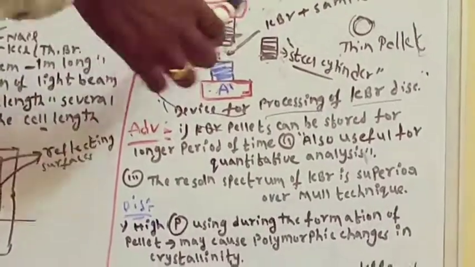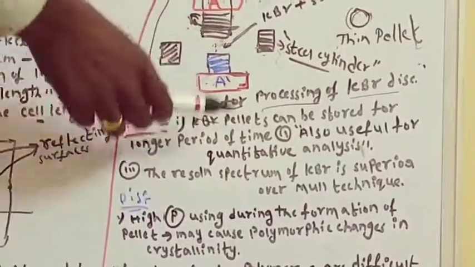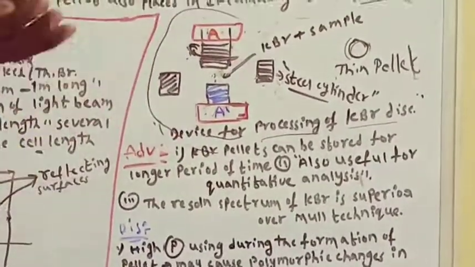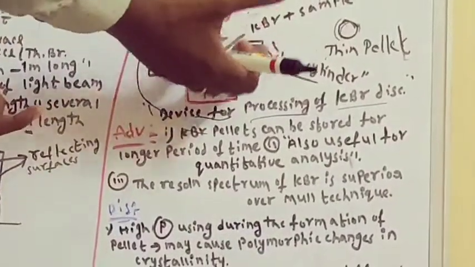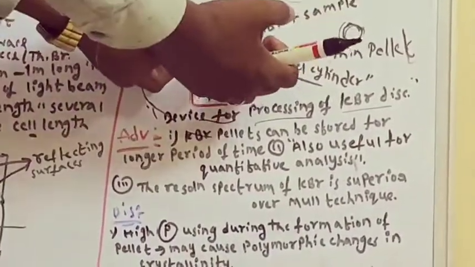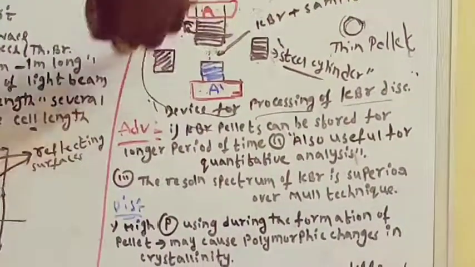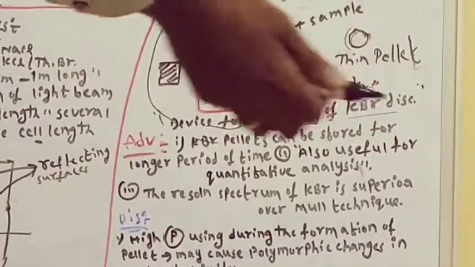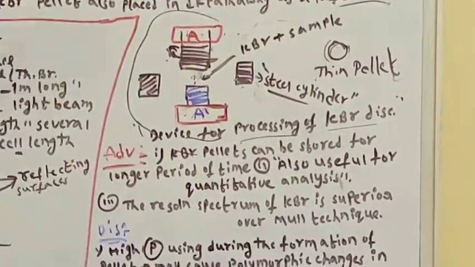After compressing, you have to release both bolts or screws, A and A dash. Then the sample is in the steel cylinder. The steel cylinder with the sample is placed in the pathway of the IR beam, that is, in the IR instrument. Then we will get the spectrum. That is the thing.